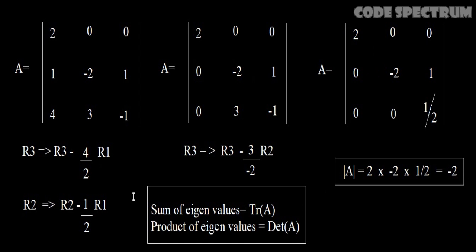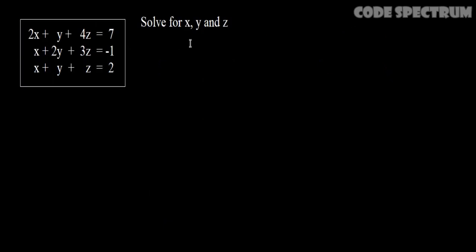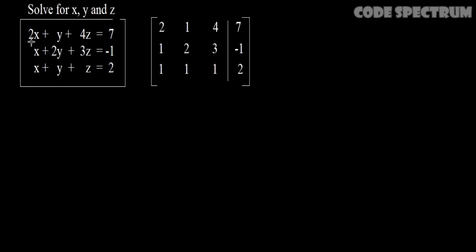Let's discuss how to solve for x, y, and z using 3 simultaneous equations, each having 3 variables x, y, and z. We'll use the Echelon form to solve such problems. You need to write all the coefficients of x, y, z in this way: 2, 1, 4, 1, 2, 3, 1, 1, 1, because they are the coefficients of x, y, z, and the right side of the equal sign should be written here on the right side of the line, like this: 7, minus 1 and 2.